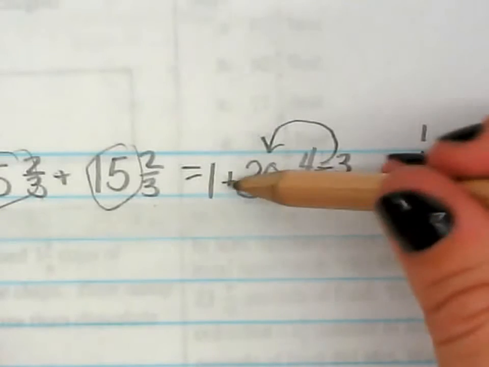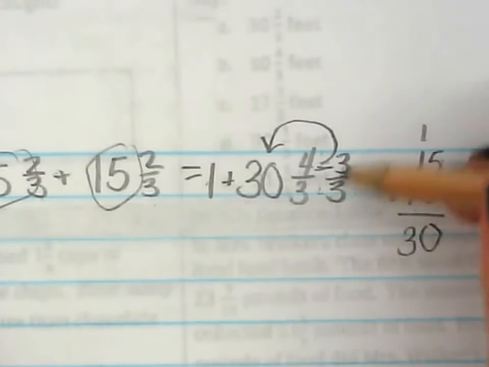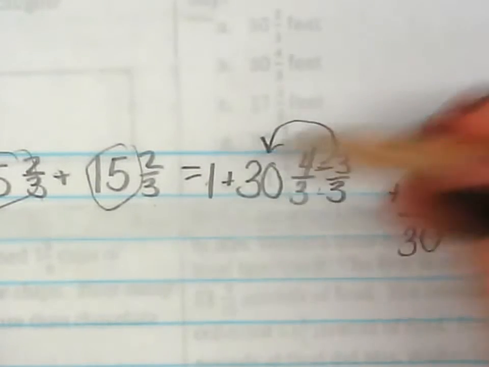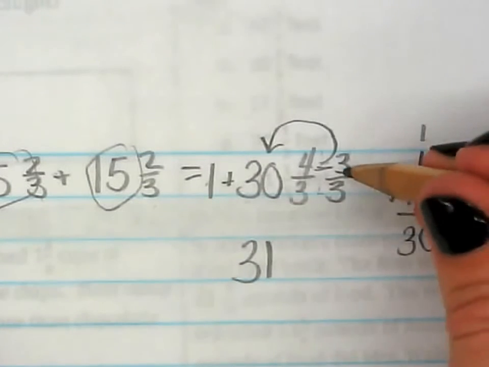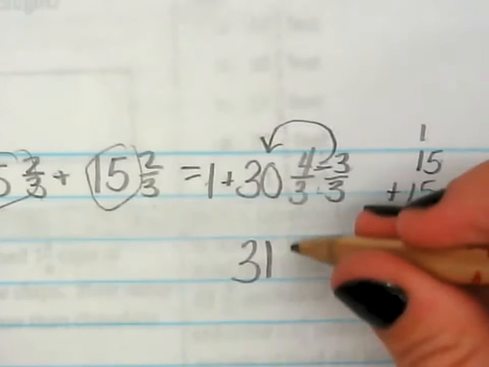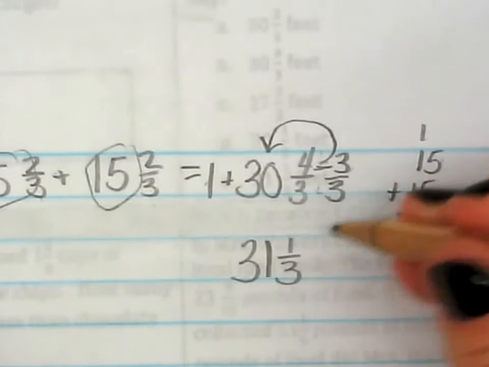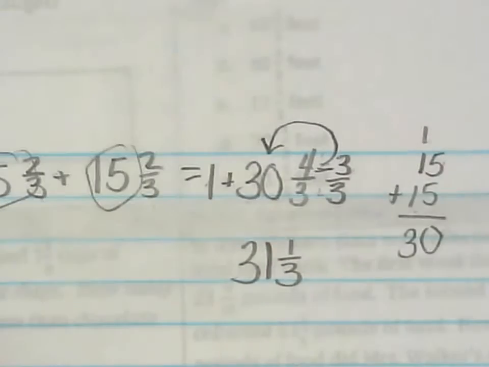So now I've added one whole and taken that away from my fraction part. So 30 plus 1 is 31. 4/3 minus that 3/3 that I regrouped leaves me with 1/3. So my answer is 31 1/3.